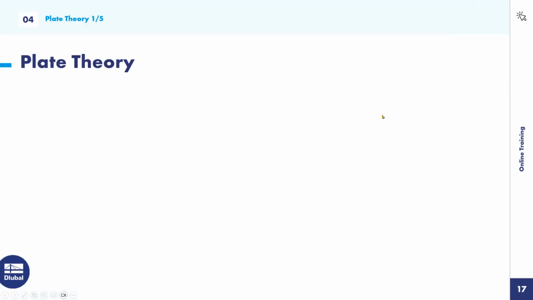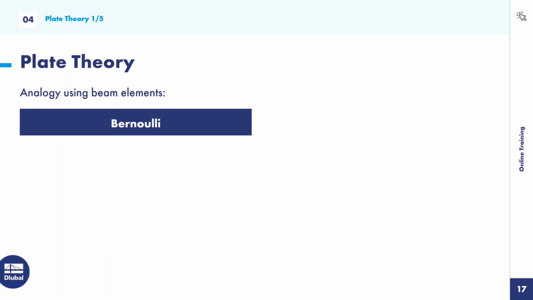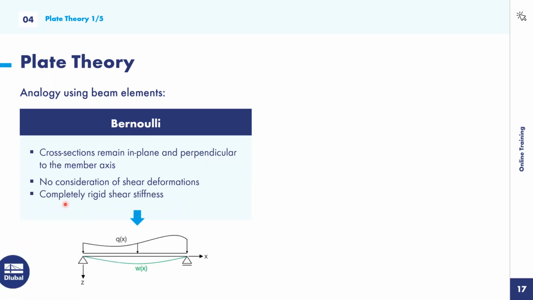Okay, so now we're going to get into plate theory. And to talk about plate theory, I'm going to use an analogy to beam elements or beam theory. So the first beam theory is Bernoulli's. With Bernoulli's, this theory assumes that the cross section remains in plane and is also perpendicular to the member axes. We don't consider any shear deformations and the shear stiffness is completely rigid. So that's Bernoulli's beam theory.